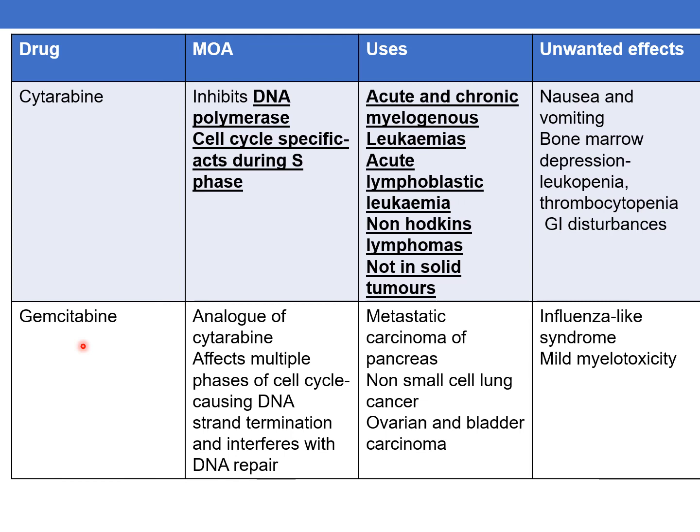The other drug is gemcitabine. It is an analog of cytarabine. It affects the multiple phases of the cell cycle, causing DNA strand termination and interferes with DNA repair. The uses are, it is used for metastatic carcinoma of pancreas, non-small cell lung cancer, ovarian and bladder carcinomas. The unwanted effects are influenza-like syndrome and mild myelotoxicity.